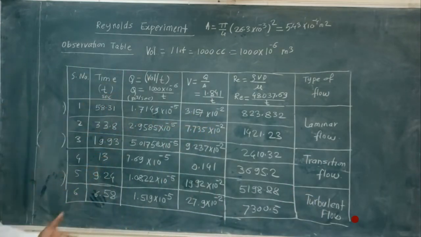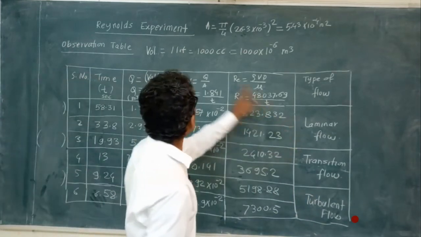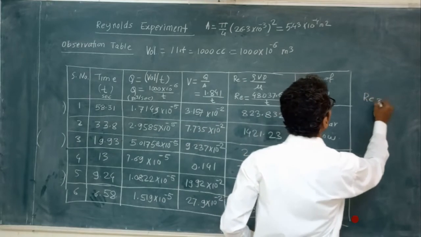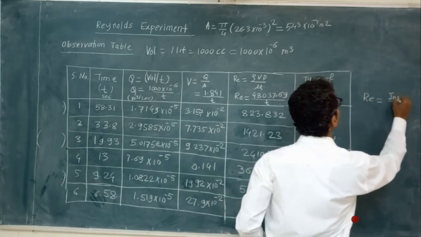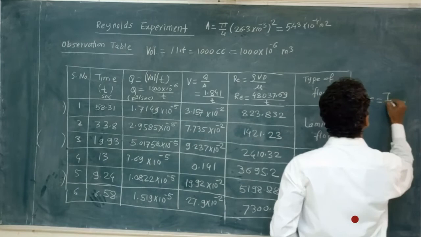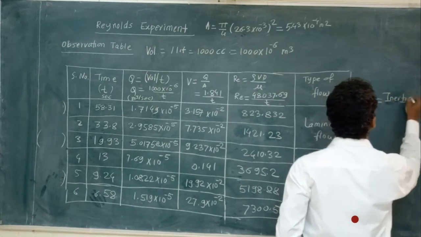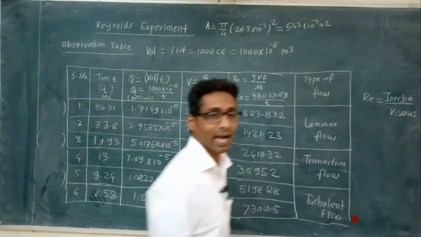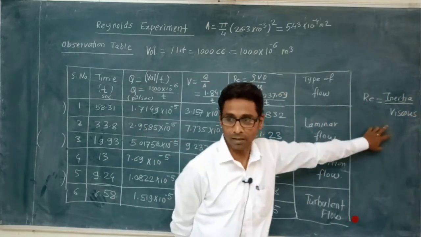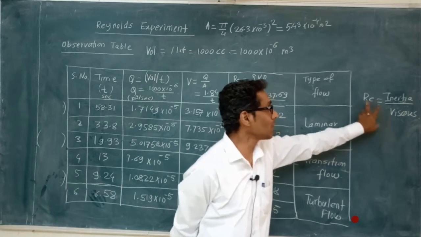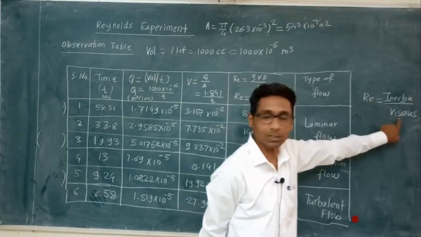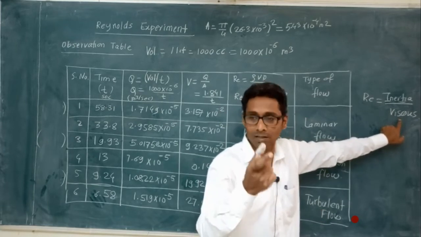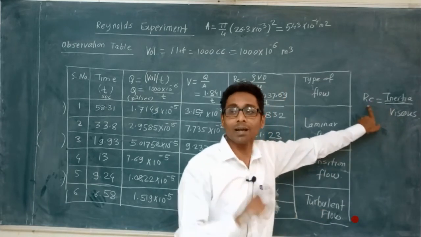Now what is the physics behind this? As per the basic formula, the Reynolds number is the ratio of inertia force to viscous force. When the Reynolds number is less than 2000, viscous force is dominant. The flow in which viscosity is more, like oil, which is viscous, is why for oil we get laminar flow.